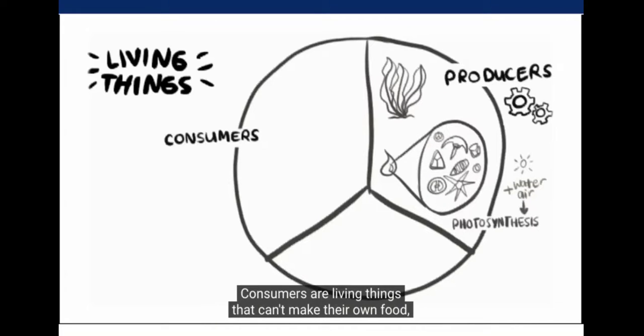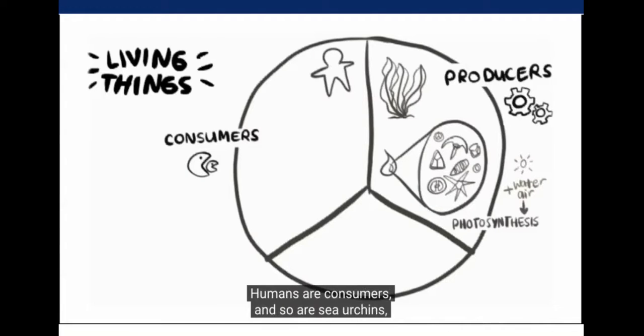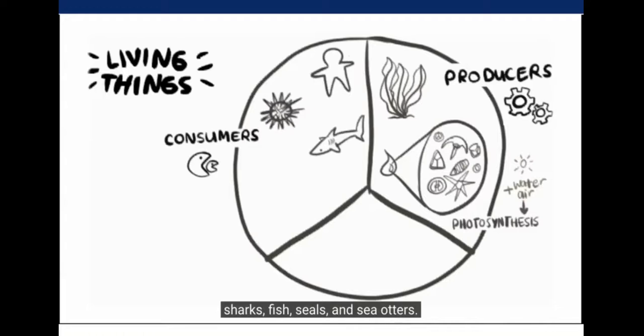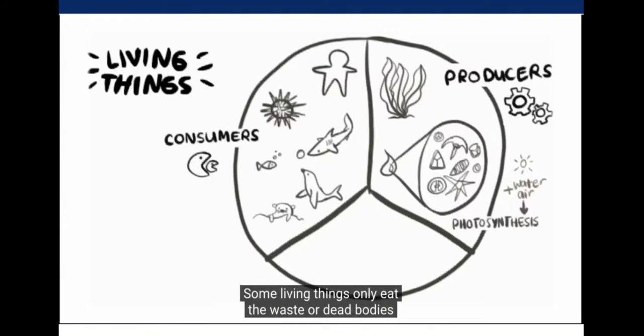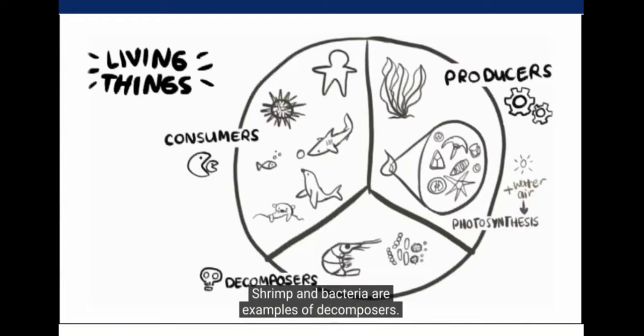Consumers are living things that can't make their own food, and so instead they eat other living creatures. Humans are consumers, and so are sea urchins, sharks, fish, seals, and sea otters. Some living things only eat the waste or dead bodies of other creatures, and these are called decomposers. Shrimp and bacteria are examples of decomposers.